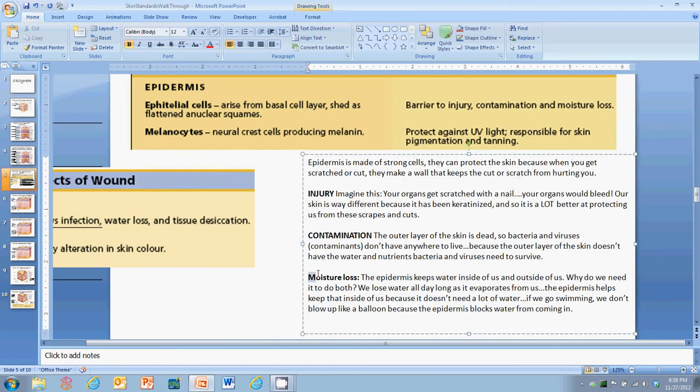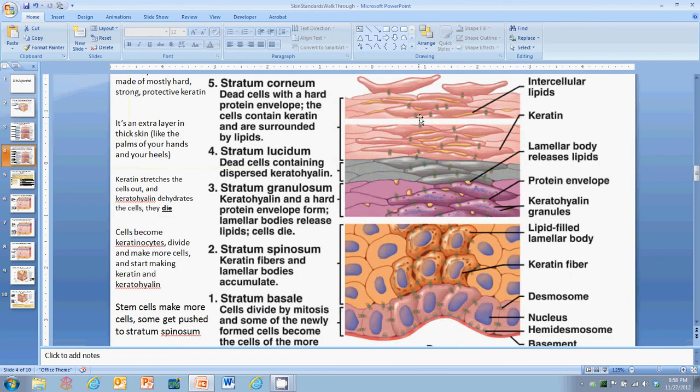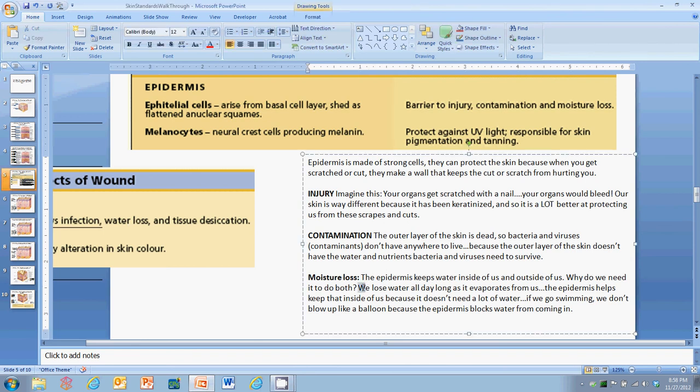The moisture loss. The epidermis keeps water inside of us and outside of us. These cells stuck together, stratum corneum up top, are strong, and make a wall that water can't get through. It's really hard for water to get in, and it's really hard for water to sneak out. That's important because we already lose water all day long because it evaporates from our skin. The epidermis helps keep that inside of us because it doesn't need water and it makes that wall. Without the epidermis, you would have to drink gallons and gallons of water a day because you would lose so much. So it's a good thing we have that, so you don't have to live next to a lake.